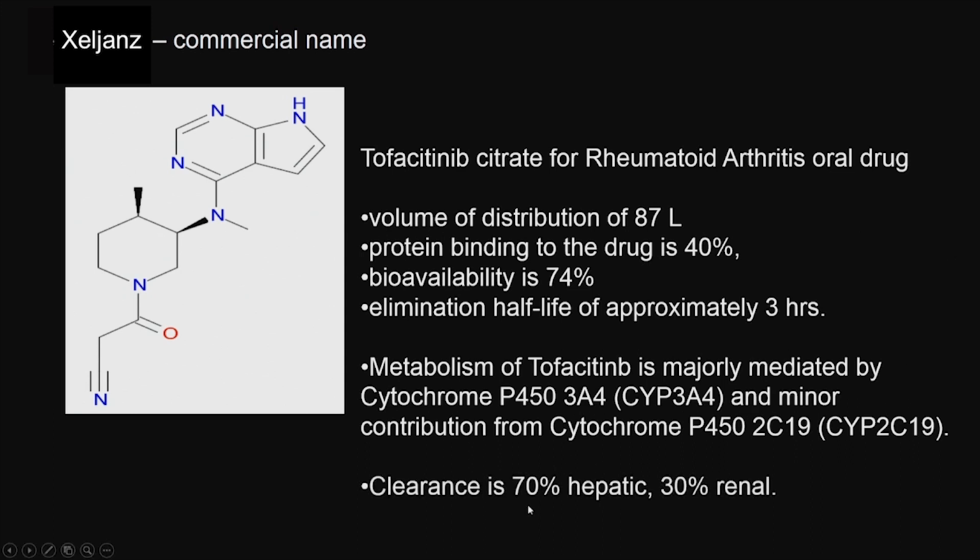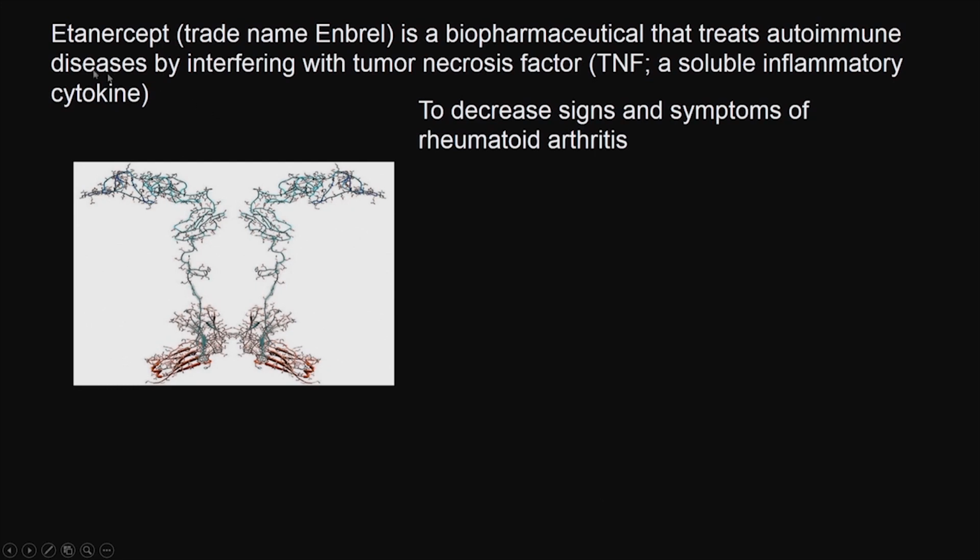So clearance is 70%. It gets cleared through the hepatic clearance, through the liver, and this is through the renal clearance. Let us look at another one.